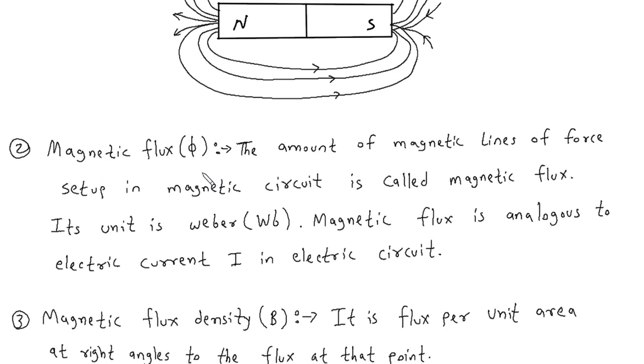Number 2. Magnetic flux. Magnetic flux is represented by phi. The amount of magnetic lines of force set up in magnetic circuit is called magnetic flux. Its unit is Weber, represented by capital W and small b. Magnetic flux is analogous to electric current I in electric circuit.